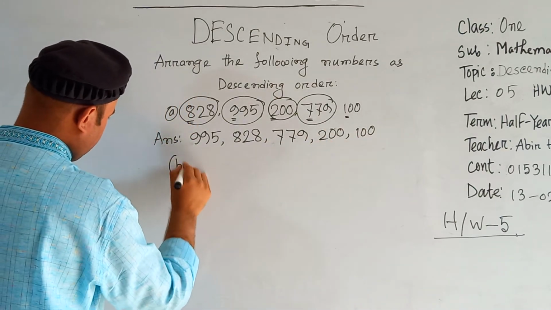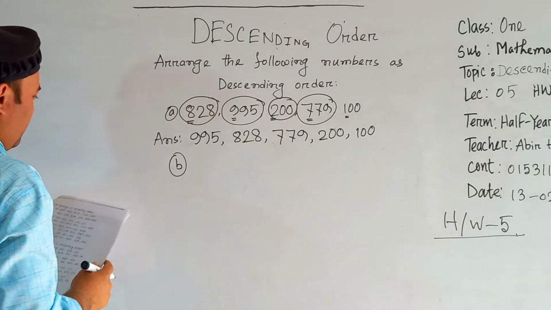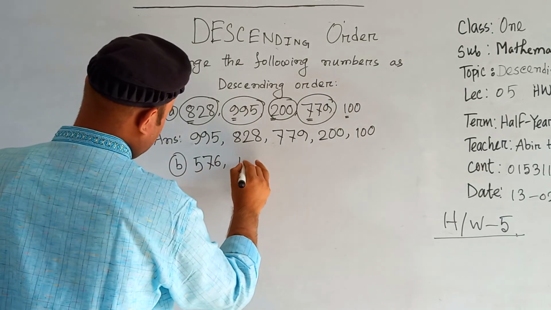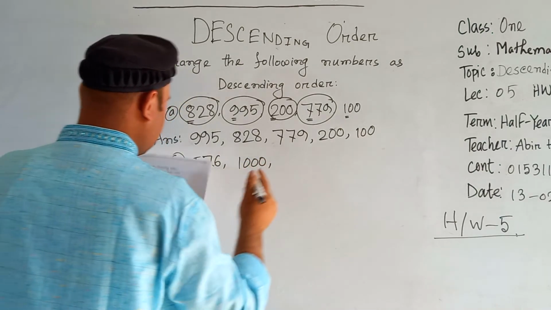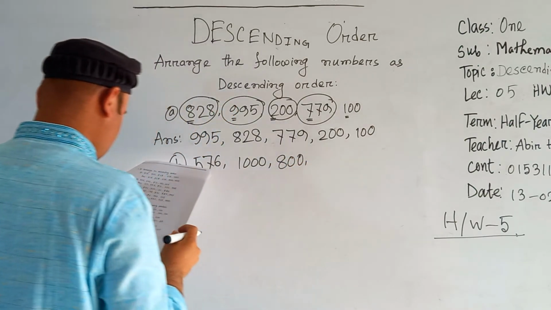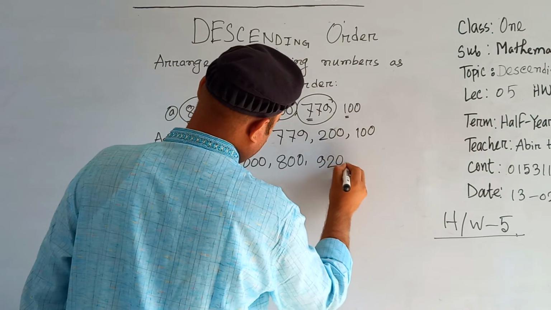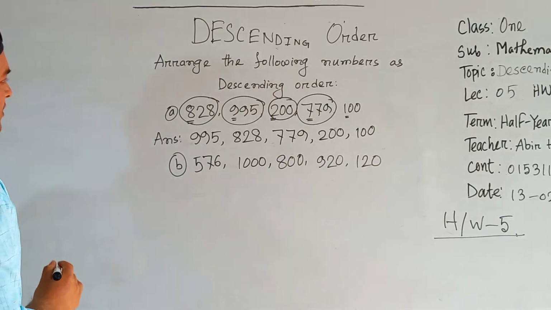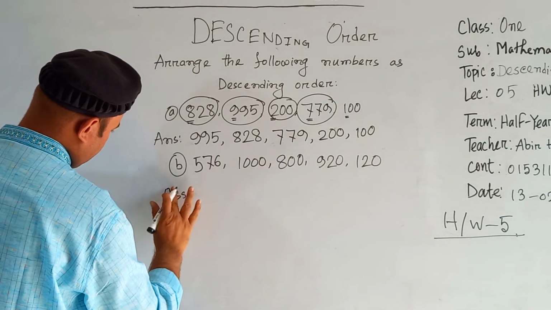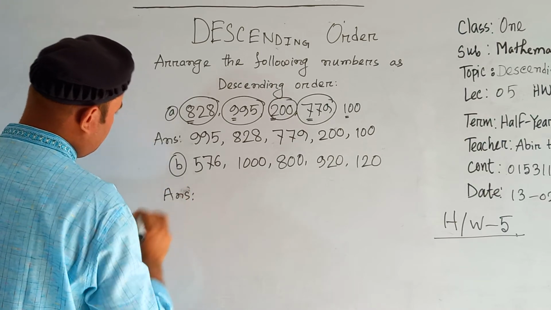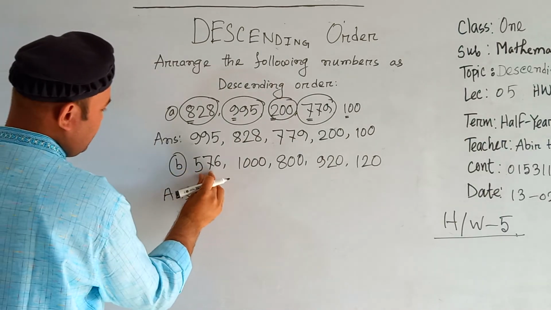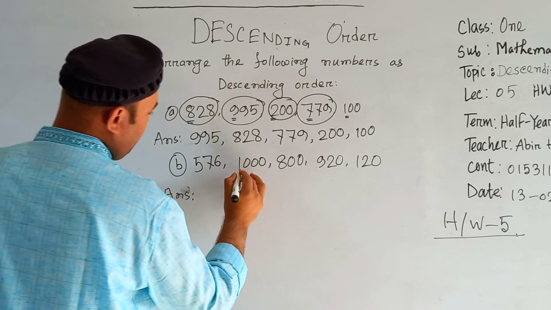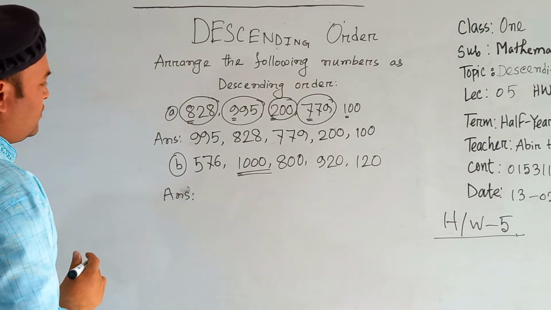Now question number B: 576, 1000, 800, 920, and 120. We have to arrange these numbers in descending order. So find out which one is the largest. This is a 3-digit number, this is a 3-digit number, this is a 3-digit number, this is also a 3-digit number. But look, here is 1000, which contains 4 digits.